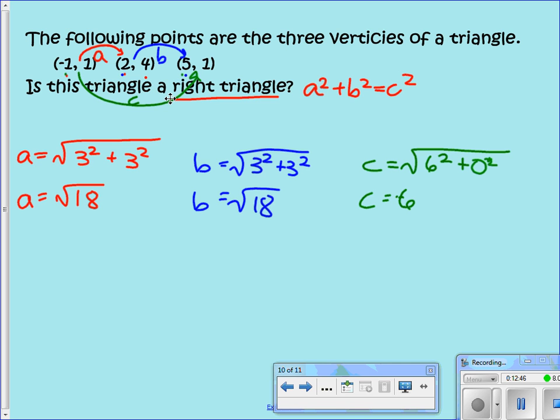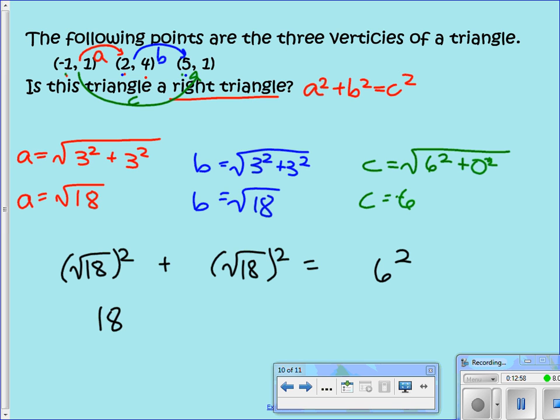If you now know your a, b, and c, you can do a squared plus b squared and see if that equals c squared. 18 plus 18, does it equal 36? Then these are the ordered pairs that create a right triangle, because I found the distance between two of them, the distance between the next two, and the distance between the first and the third, and then I used those distances in a squared plus b squared equals c squared.